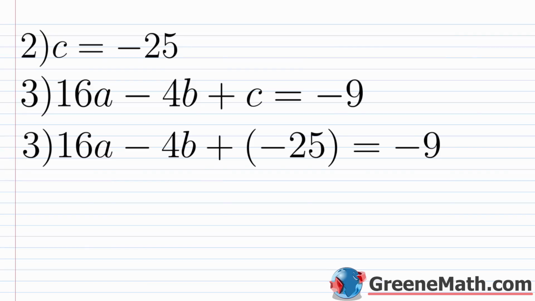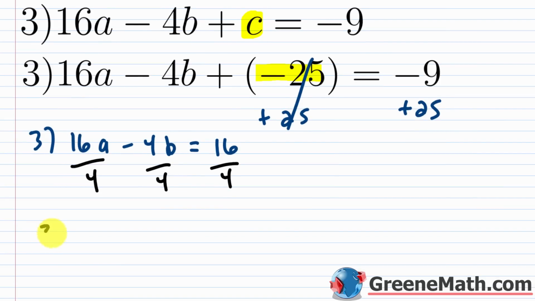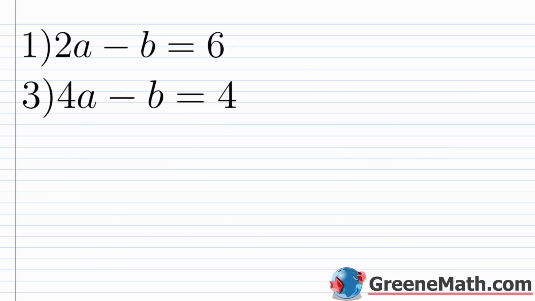Now I'm going to do the same thing with equation number 3. So again, I know that c is equal to negative 25. So I could just plug in for c right there. So let me just add 25 to both sides of the equation. This cancels. Let me say equation 3 is 16a minus 4b is equal to negative 9 plus 25. That's going to be 16. So let's simplify by dividing everything here by 4, just to work with some smaller numbers. So this modified equation 3 would be 16 over 4 is 4, so this is 4a, and then minus 4 over 4 is 1, so this is b. And this equals 16 over 4 is 4. So now what we have is equation number 1, 2a minus b equals 6. In equation number 3, 4a minus b equals 4.